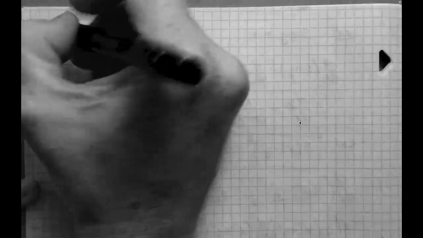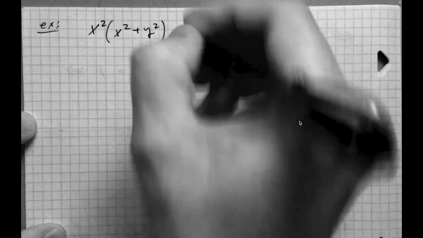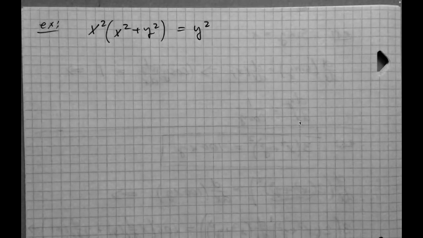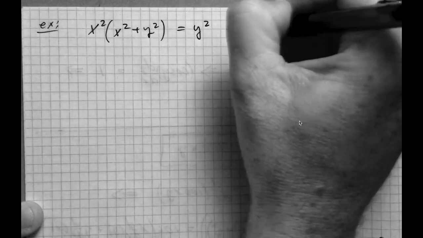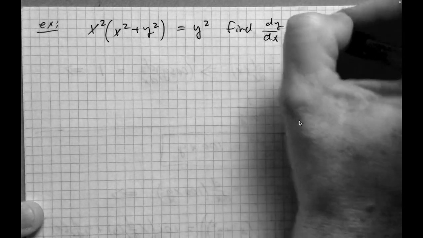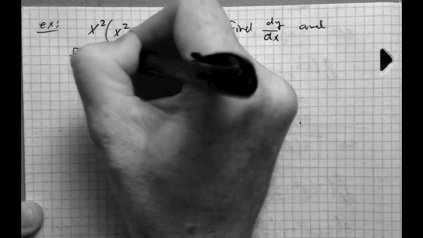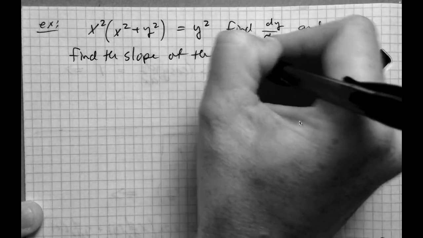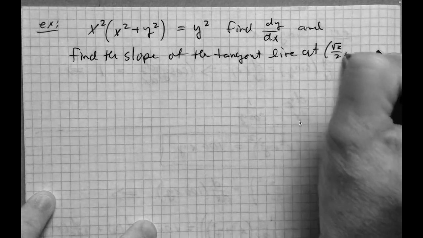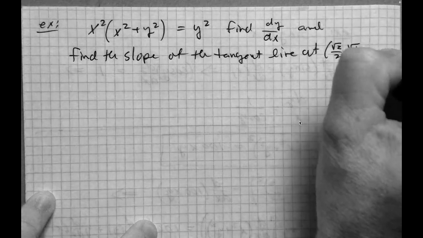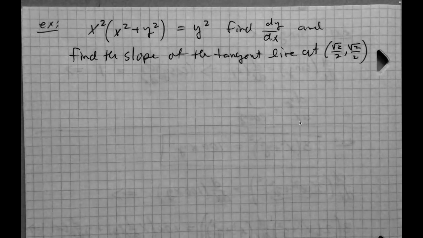And this time, let's actually find a slope too. Here's the equation: x squared times x squared plus y squared equals y squared. We want to find dy dx, and then find the slope of the tangent line at square root of 2 over 2, comma, square root of 2 over 2. Okay, so this nice point here.